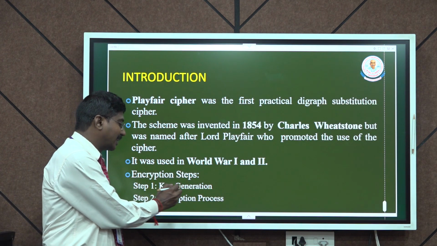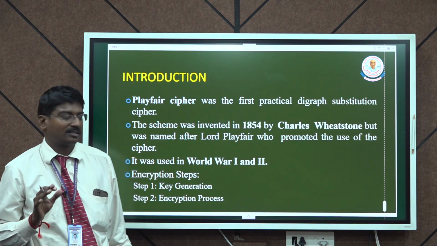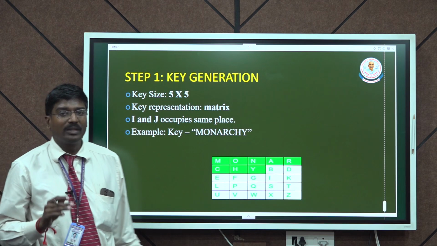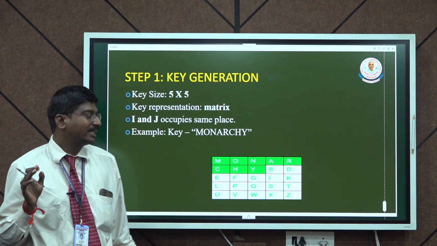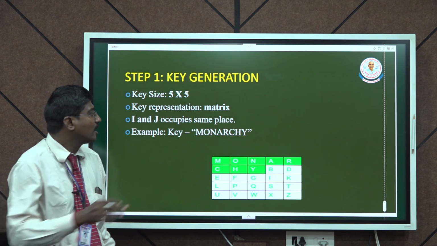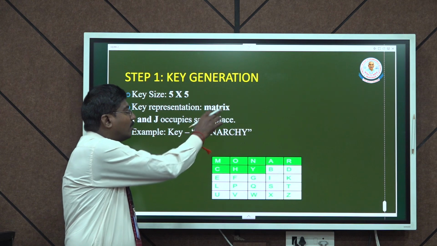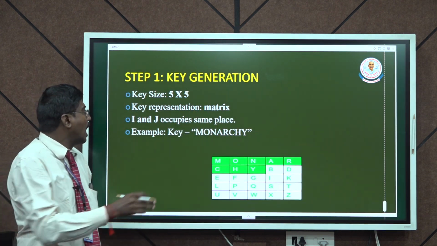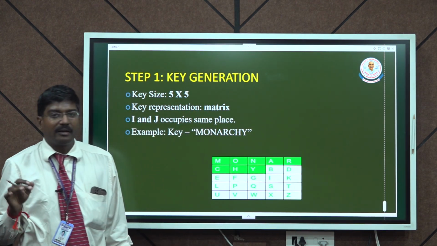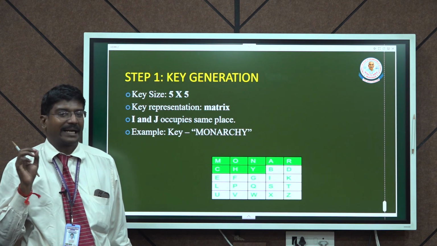The first step is key generation. The second step is the encryption process. We will see how the key is going to be generated. First, the key of this Playfair cipher is represented in the form of a 5 cross 5 matrix. When you say a 5 cross 5 matrix, the total size is 25 characters.